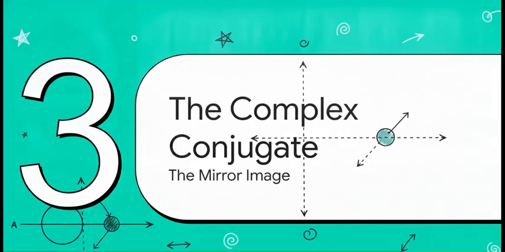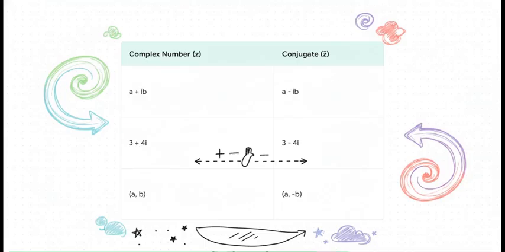All right, Section 3, the complex conjugate, or as I like to call it, the mirror image. Finding a conjugate, which we denote by just slapping a little horizontal bar over the z, is unbelievably simple. All you do is flip the mathematical sign of the imaginary part. That's it. You leave the real part completely alone. So if your number is a plus ib, the conjugate becomes a minus ib. If it's 3 plus 4i, boom, it becomes 3 minus 4i.